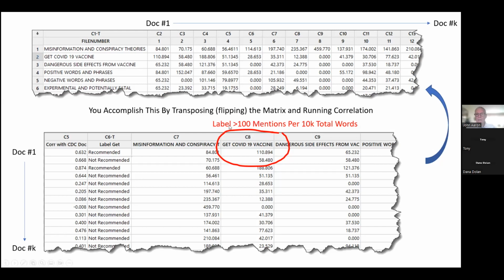And so what you've got is a kind of threshold: if anything had greater than 100 mentions per 10K on recommendation, it was very clear that was what you were trying to predict, as a variable.